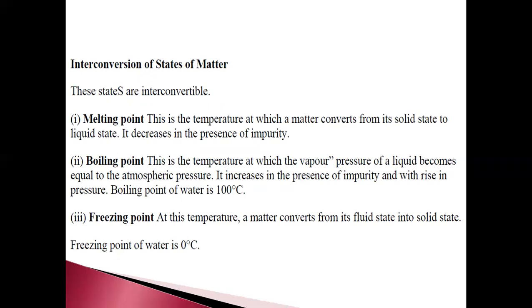Melting point is the temperature at which matter converts from its solid state to the liquid state. It decreases in the presence of impurity. The next one is the boiling point. This is the temperature at which the vapor pressure of a liquid becomes equal to the atmospheric pressure. In the lower class, you might have studied atmospheric pressure, which is measured with an instrument called a barometer, right? The boiling point increases in the presence of impurity and with increase in pressure.